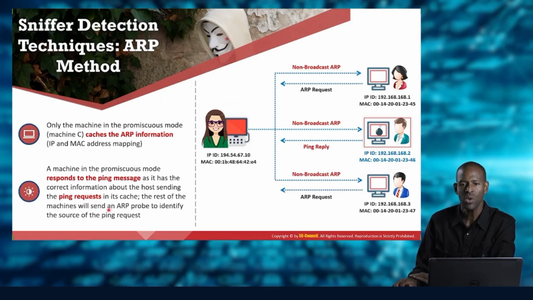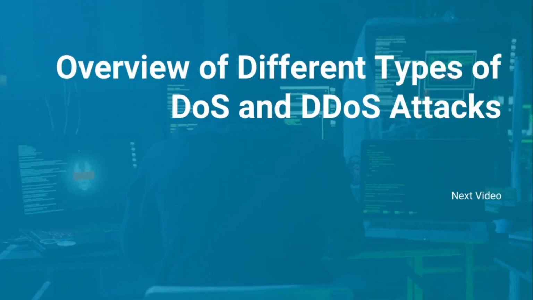The rest of the machines will send an ARP probe to say, hey, where's that coming from? But not this machine. It's already cached it. It thinks it's right. It thinks it has everything. So you can go through and do this, but there are also tools that you can use to detect sniffers on the network. Microsoft makes a tool. Also, there is a script that you can run from Nmap that will detect sniffers on your entire subnet if you want to.